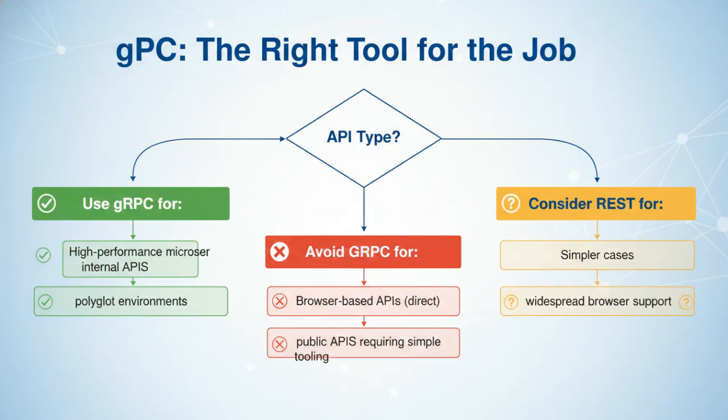However, avoid gRPC for direct browser-based APIs, because web browsers don't natively support HTTP2 with the necessary features for direct gRPC calls without a proxy like gRPC-Web. For public APIs requiring simple tooling, where ease of use and broad accessibility are more critical than raw performance, consider REST for simpler cases and widespread browser support. The key is to choose the right tool for the specific requirements of your project.